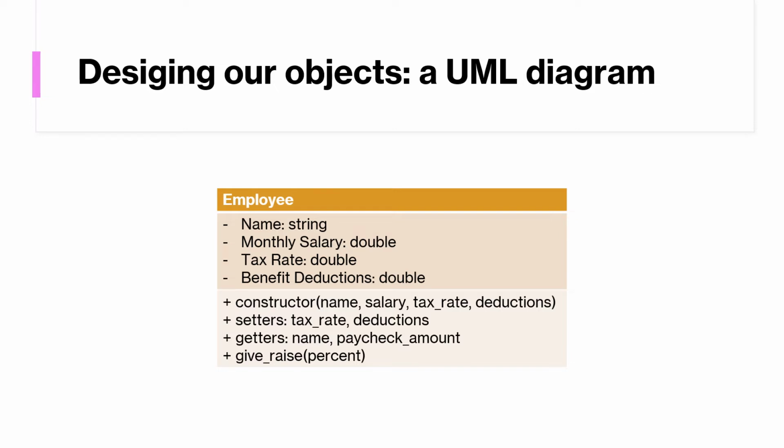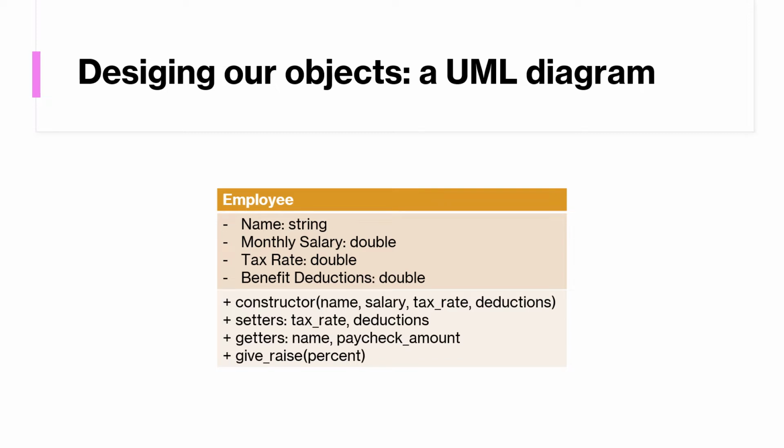methods in object-oriented terminology. There's going to be a constructor that takes the four main pieces of data and constructs a new employee. There are going to be setters for tax rate and deductions because an employee's tax rate might change or their benefit deductions might change. We're going to assume that their name is not going to change, and for salary, we're going to assume that nobody's just going to arbitrarily change their salary. Instead, they're going to give the person a raise every now and then.